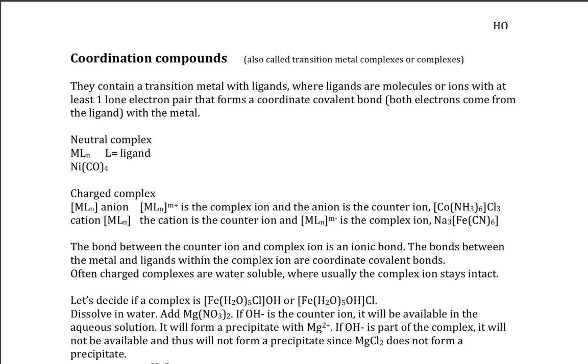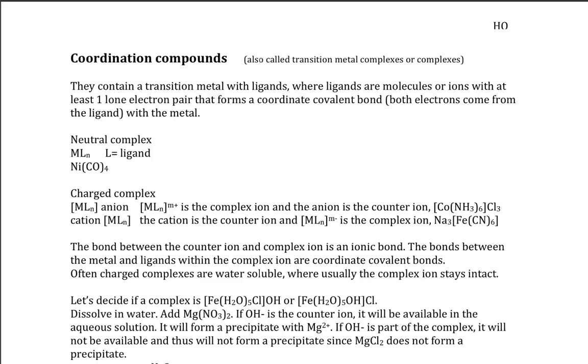We can also have charged complexes where we have the complex MLn as the cation and then some kind of an anion making it overall neutral. So that's [MLn]m+, where the m+ is the charge of that complex. It is the complex ion, the cation, and the anion we could call the counter ion. It's just what's keeping that overall compound neutral.